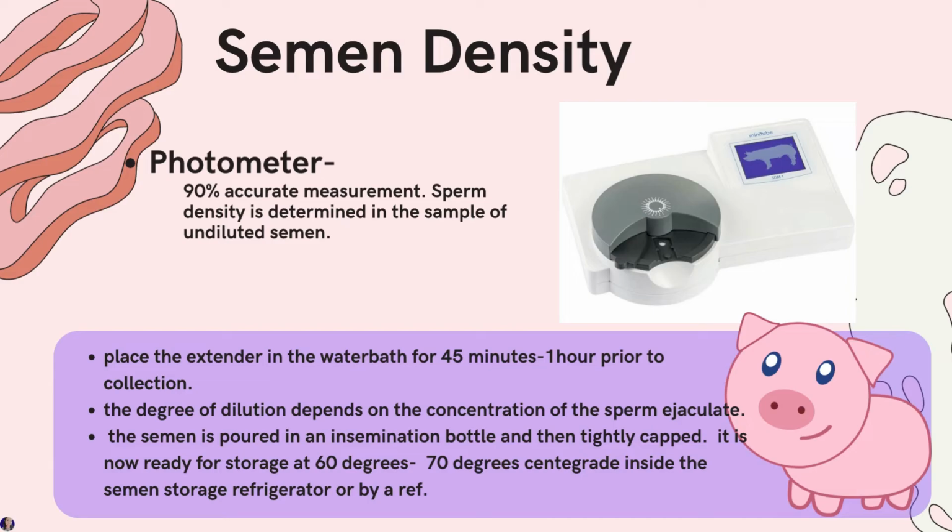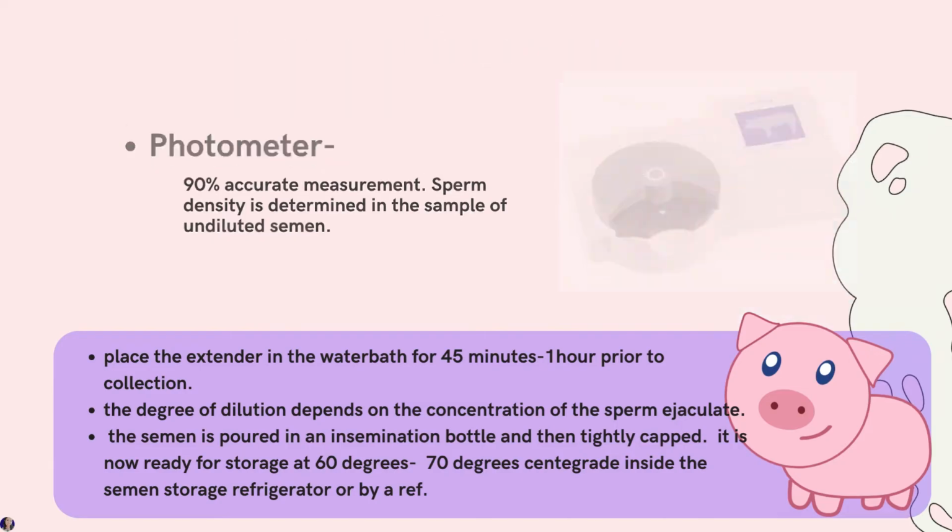To achieve equal temperature of semen and diluent, which is a prerequisite for dilution, first place the extender in the water bath for 45 minutes to 1 hour prior to collection. The degree of dilution depends on the concentration of the sperm in the ejaculate. Following dilution, the semen is poured into an insemination bottle and then tightly capped. It is now ready for storage at 16 to 18 degrees centigrade inside the semen storage refrigerator. At this temperature, the cell consumes a minimum amount of energy, which prolongs life outside the boar's body.